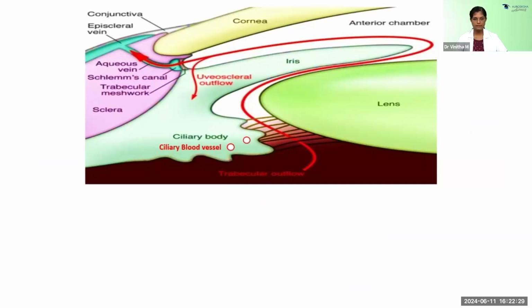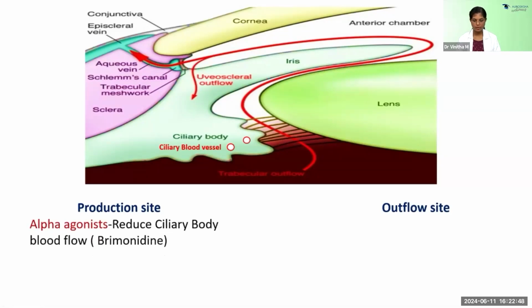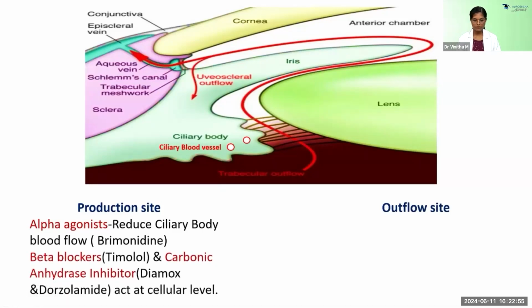Moving on to the clinical relevance. Let's see the anti-glaucoma drugs and their acting sites. They are majorly divided into the drugs acting on the production site of the aqueous and the outflow site of the aqueous. Alpha agonist, namely brimonidine, directly reduces the ciliary blood flow by constricting the vessels. Beta blockers like timolol and carbonic anhydrase inhibitors like diamox and dorzolamide act at the cellular level at the ciliary process and reduce the aqueous flow.